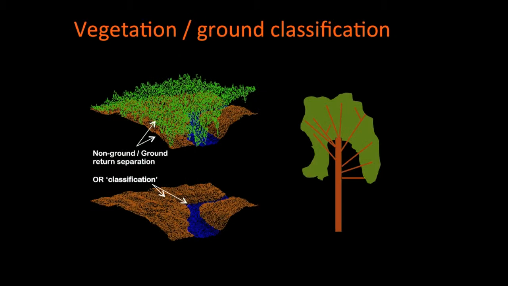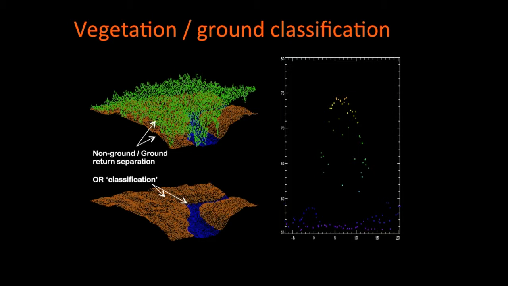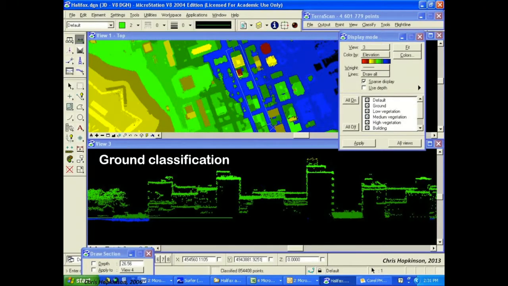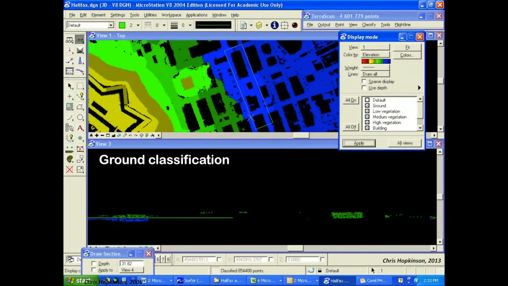An illustration of ground classification. So we're trying to turn this point cloud into a ground and non-ground point cloud, so we apply some filter to that. This is what it looks like in cross-section in the TerraScan software. So here's a point cloud in an urban environment. We apply ground classification. That's what the ground classified point cloud looks like afterwards.